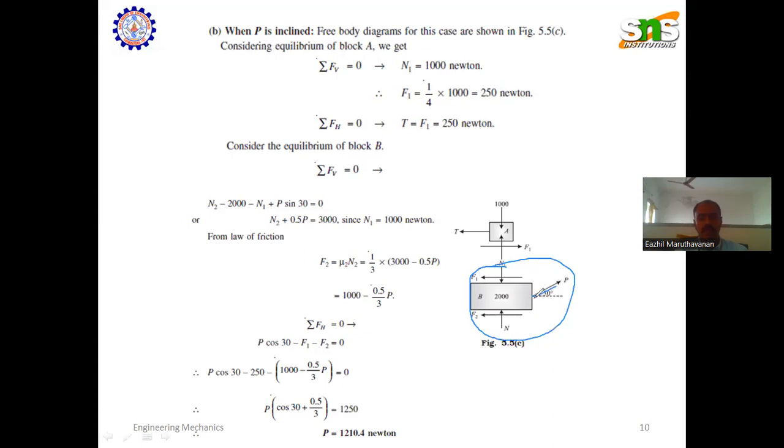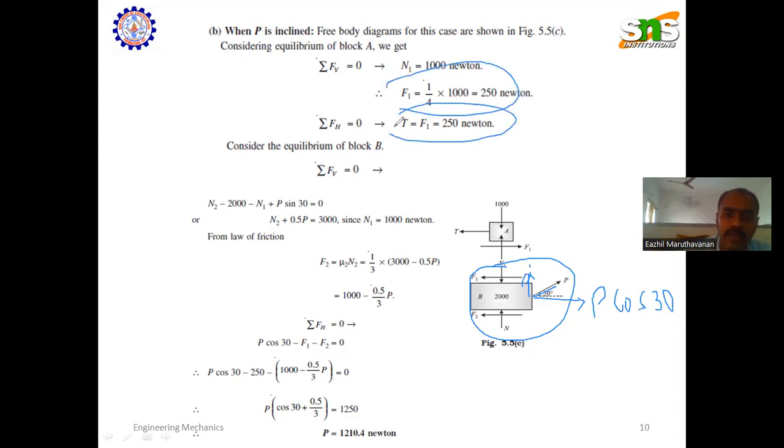For the horizontal component, we will get P cos 30. For the vertical component, we will get P sin 30. While solving the equation, we have to consider those two forces for the block B. For block A, the values will be the same as the previous problem. We'll get F1 as 250 Newton and the T will also be 250 Newton.